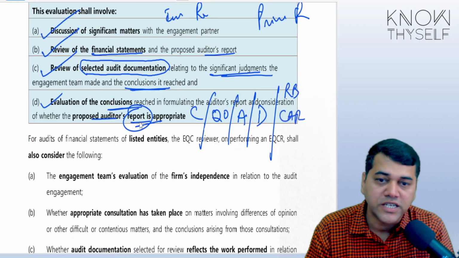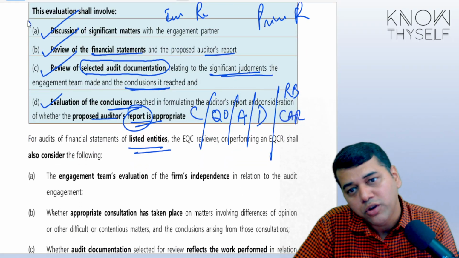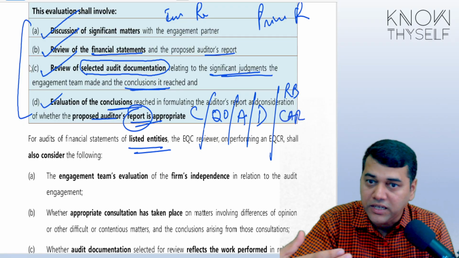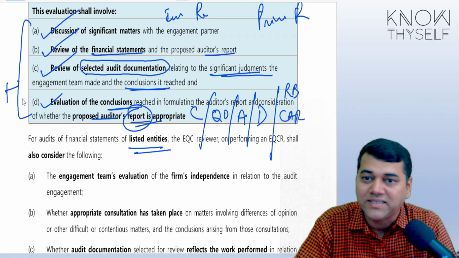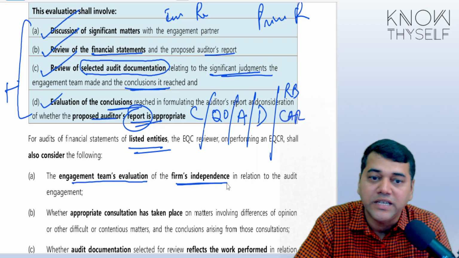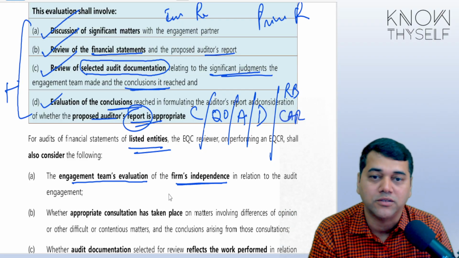Now, in case of a listed entity, you have some additional requirements. The earlier part you have to do for everyone, every audit, whether it's a private company or a listed company. But for a listed company, you have additional work. That is the engagement team's evaluation of the firm's independence. This is the point we had seen in one of the examination questions.